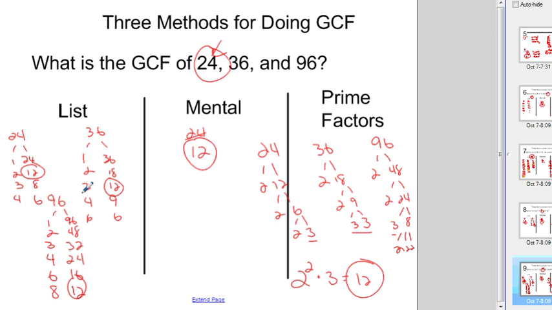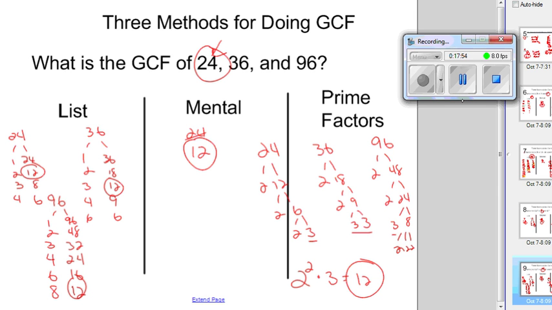Okay? So feel free to practice this. Take your methods, but also you need to be able to recognize which method is better when. Bigger numbers, prime factors is good. Smaller numbers, list and mental method is good.